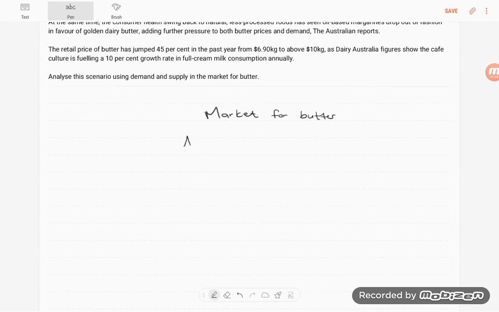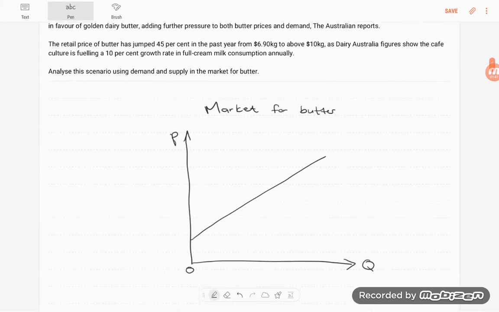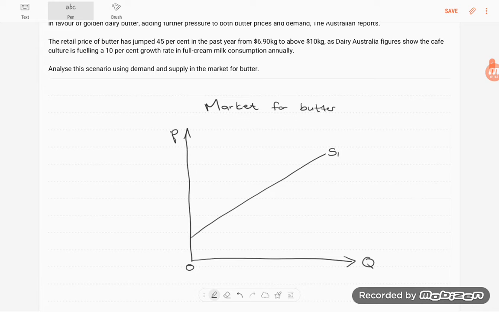Let's start with a point of equilibrium. Again, quantity on the x-axis and price on the y-axis. We have an initial supply curve and an initial demand curve. So we have E1 as our original equilibrium, and if we read the last paragraph, it says it jumped from $6.9. So this would be 6.9 and the price is in dollars.